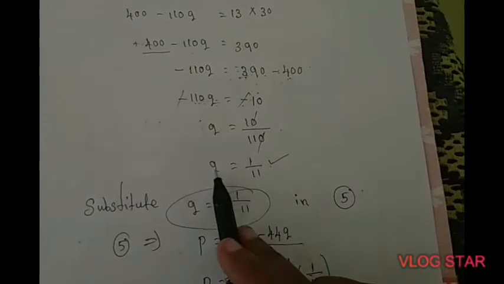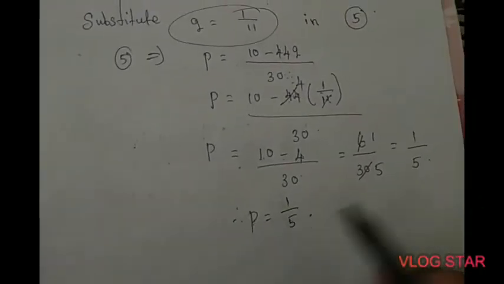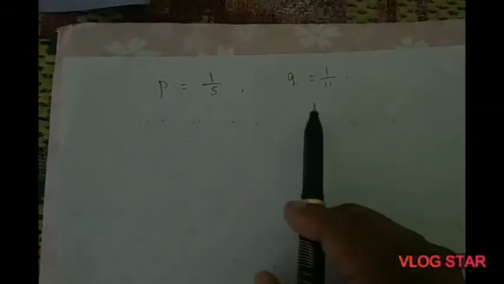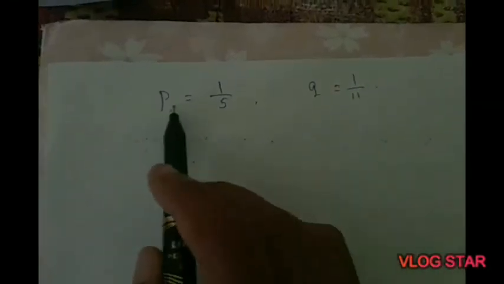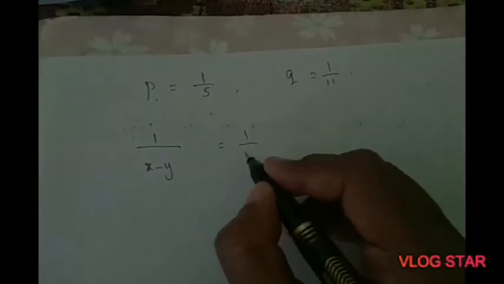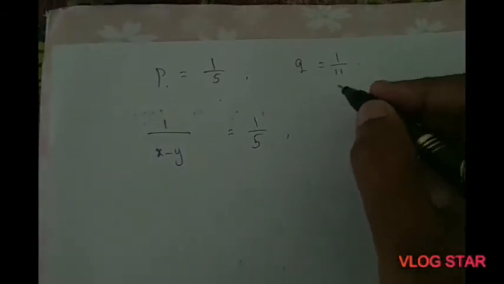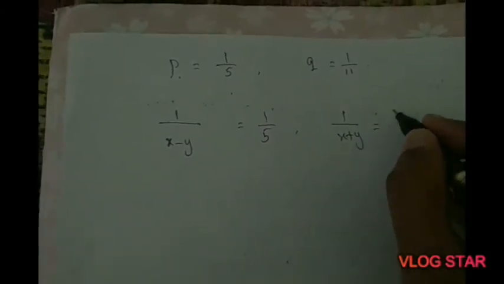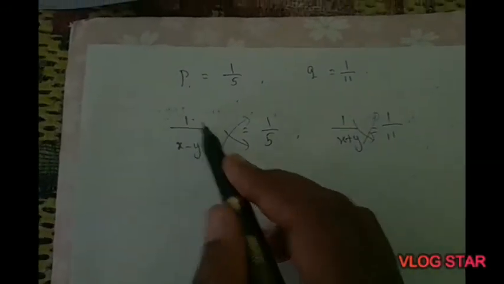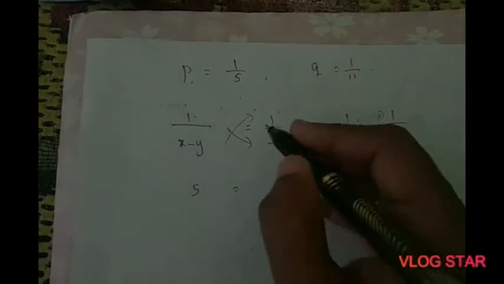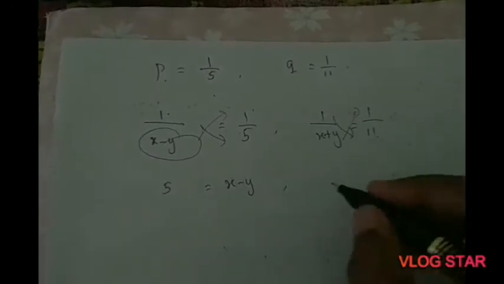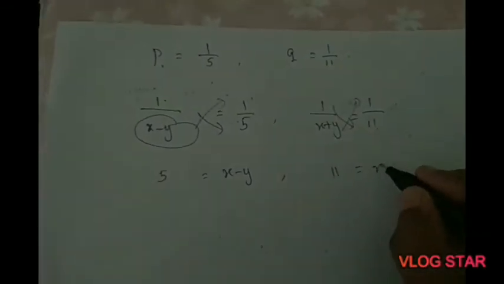Now we will get q equal to 1 by 11 and p equal to 1 by 5. We have taken p equal to 1 by x minus y and q is 1 by x plus y. Okay, then p is 1 by 5 means 1 by x minus y also 1 by 5. Q is 1 by 11, therefore 1 by x plus y also 1 by 11. Next we take cross multiplication in the two conditions. 1 into 5 is 5 equal to 1 into x minus y. On this side also 1 into 11, 11, 1 into x plus y.